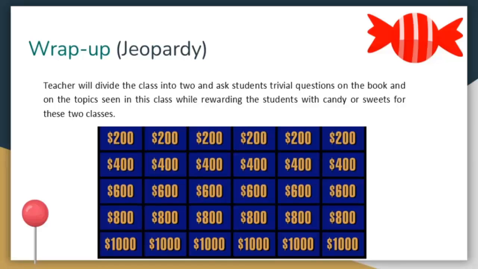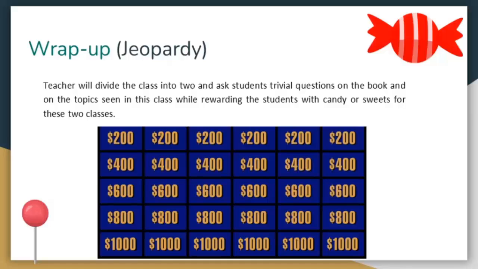Okay, so now with the wrap-up, the activity is Jeopardy. This will end the entire class on a fun note. The teacher will divide the class into 2 and ask students trivia questions on the book and on topics seen in this class while rewarding the students with candy or sweets for these 2 classes.